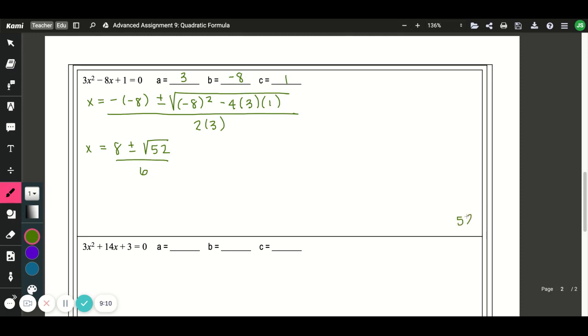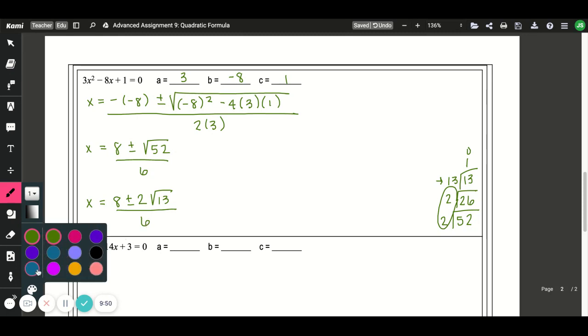So I'm going to come over in the corner over here and do my birthday cake. 52 divided by 2 is 26. 26 divided by 2 is 13. And 13 is only divisible by 13. And there's my candle. So I have a pair of 2's. That means that I can bring a 2 out. 13 does not have a pair, so it's going to stay inside the square root over 6. And then we have one last step.